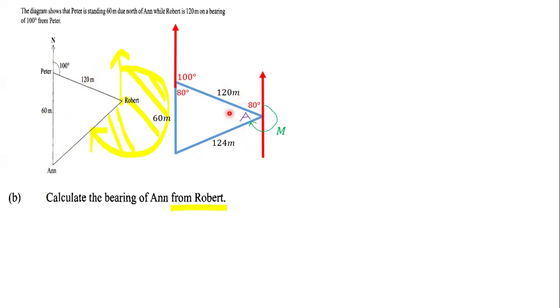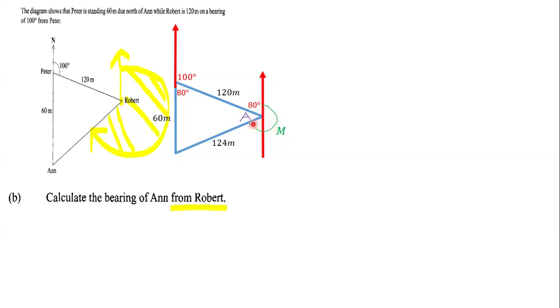And we have this north. So this is 100, this is 80. We have 120 meters, we have 124, and we have 60. And we drew a north from Robert all the way up. And from here all the way to here, we're going to call that M. M is what we're going to call it.